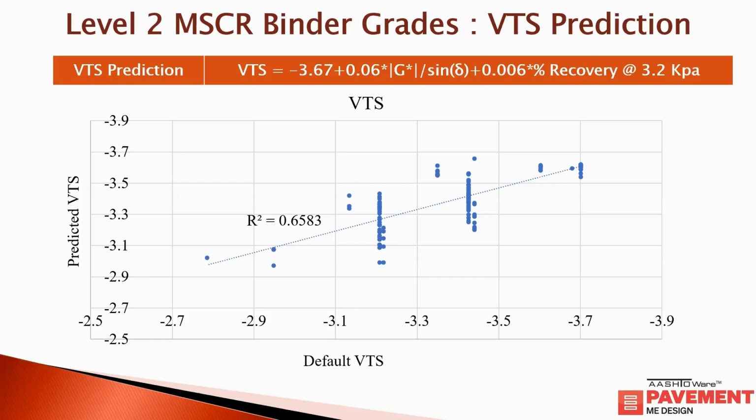Okay, so the equation you can see in the orange box is the equation we have used to come up with the VTS prediction based on the data we collected. We have also plotted the predicted VTS versus the default VTS. You can see in the plot here, the R-square is not great. Still, we can predict 65% of data, but we have plans, as more and more binder data is collected, to update this VTS model so that we can make it more accurate in the future. Next slide, please.